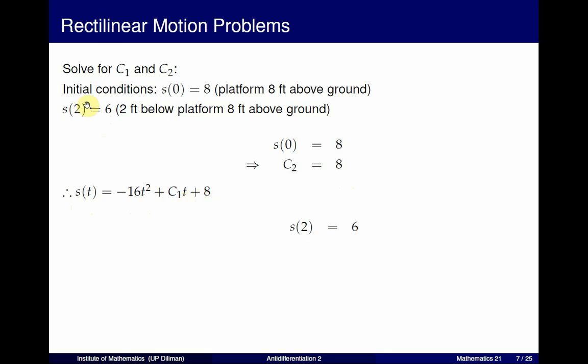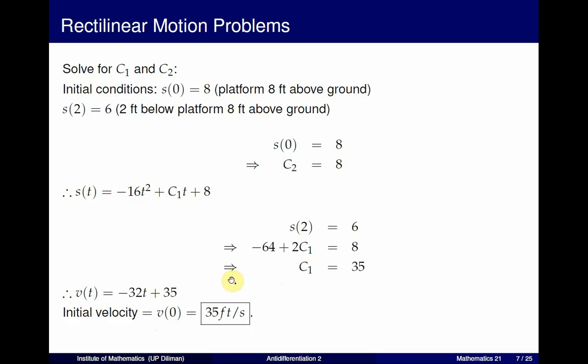And let's solve for s(2) equals 6 this time. We will substitute t equals 2. So we will get negative 64 plus 2c1 plus 8 equals 6. And solving for c1 here gives you c1 is 35. So v of t is negative 32t plus 35. Now, what is the initial velocity? Initial velocity is obtained by substituting t equals 0 into v, so we just have 35 feet per second. That is the final answer. So let's take a moment to take in the solution.